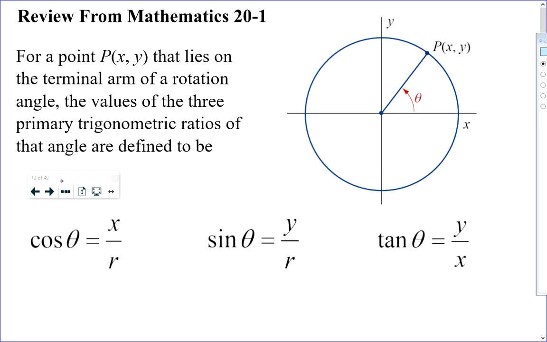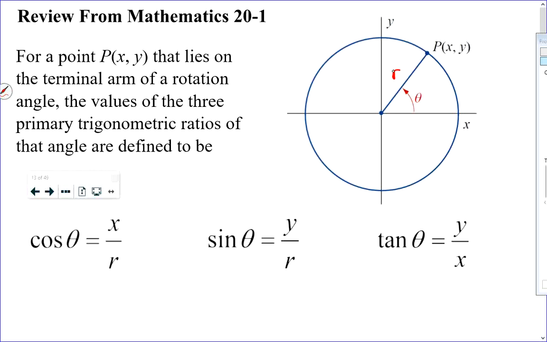Last year in Math 20, you were taught that a rotation angle will pass through or trace out a circular arc, and the distance from the center of that circle to the point on that circle is called r. I don't know if you have r on your diagram or not. It appears as though you don't, and I'm going to have to edit my notes to include that. There should be an r here. r is defined as the distance from the vertex of the rotation angle, which is the center of the circle, to the point.